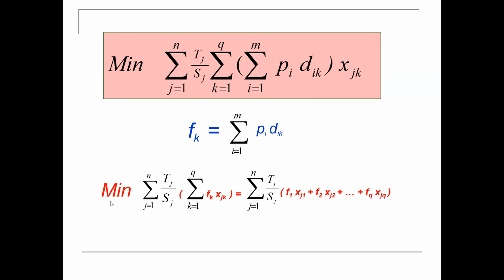And then this will become the following. So if you substitute this Fk into this equation, then what you end up having is this summation of Fk times xjk. So if you expand this part of the equation, then you'll get this in red. This is the expansion.